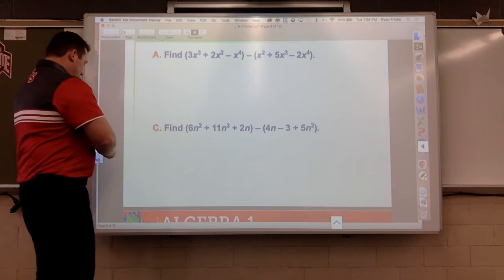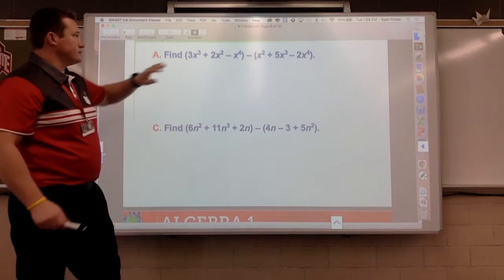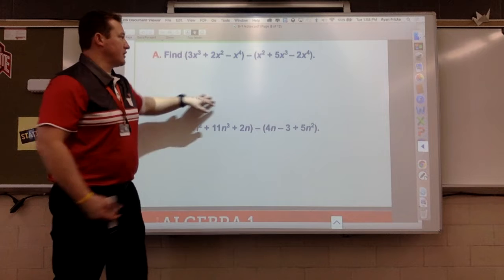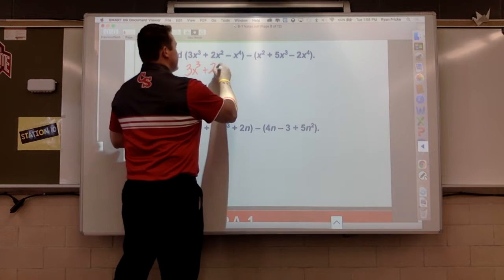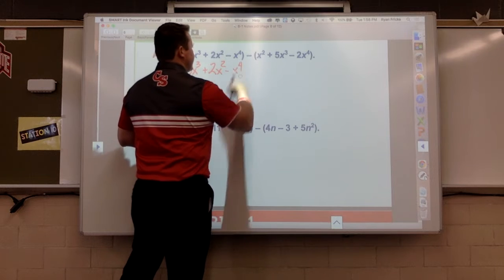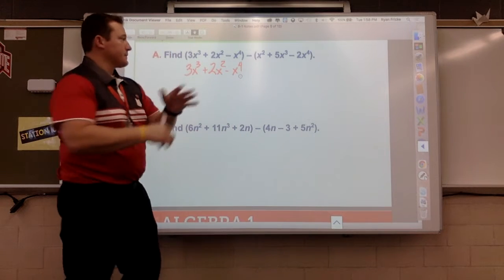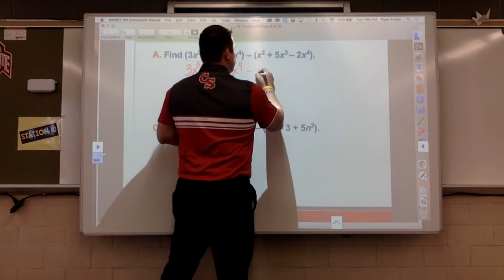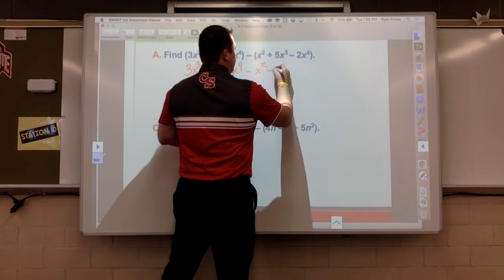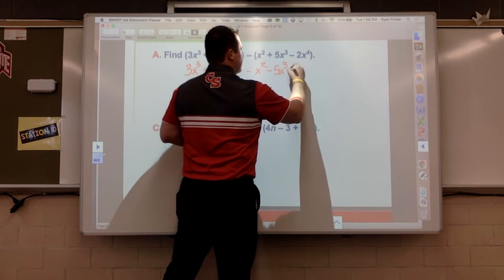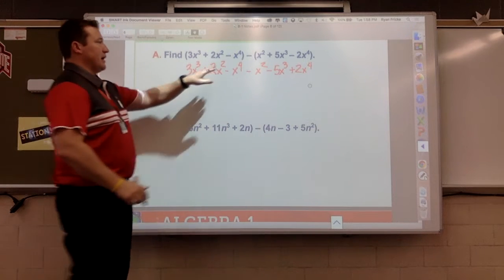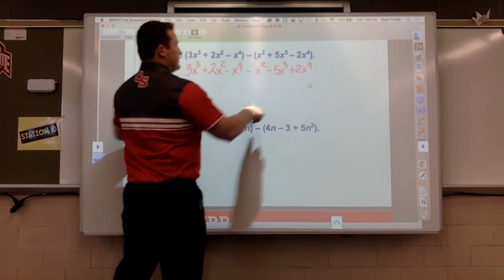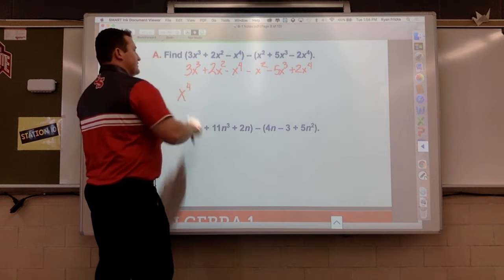All right, let's see here. First thing I got to do, change all these signs. So 3x cubed plus 2x squared minus x to the 4th all stays the same. We're going to change these, distributing that negative sign, looking just like that. So let's combine our x to the 4ths, so negative 1 and 2. That's just going to make 1x to the fourth.